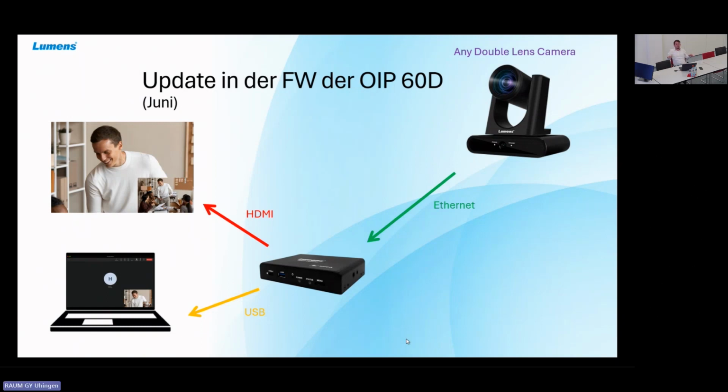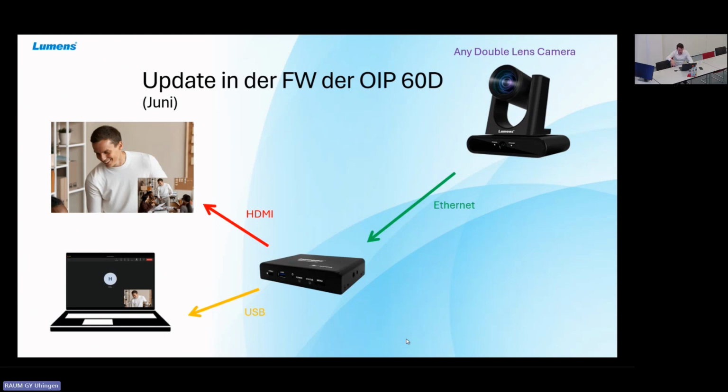Our other cameras don't. So what we will do is, we will have an update on the OIP-60D, where you can create the layout of a picture-in-picture or a side-by-side, where you can take the top camera and the bottom camera streams, combine them together of any of our cameras, and then deliver it over USB as a webcam and over HDMI as a source. It doesn't need to be one camera, it can be multiple cameras where you mix and match their RTSP or NDI streams together.